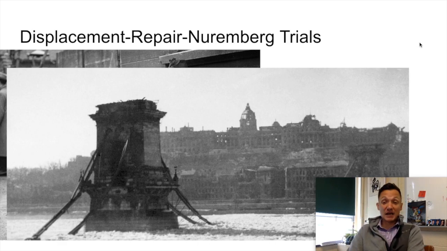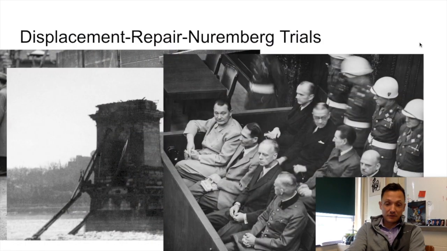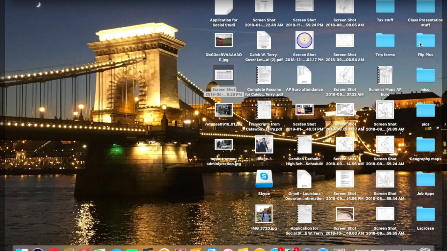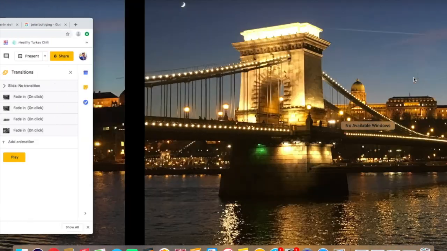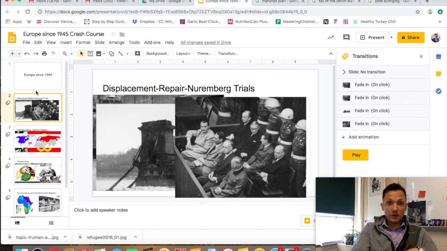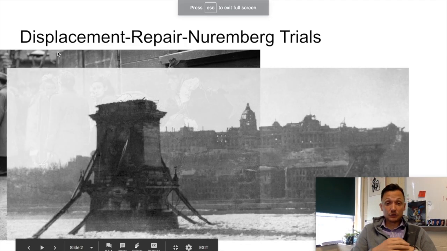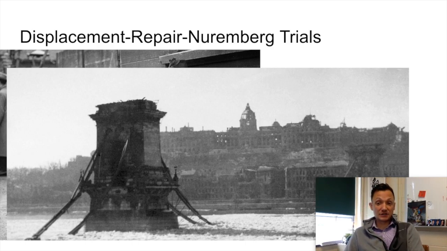So this right here is the Chain Bridge that exists in Budapest, Hungary. All right, this is the Chain Bridge fully now, okay? There it is. That is Budapest at night. Look at how gorgeous that is, right? That is the Chain Bridge. That is the Buda Castle in the back, right? So this is the Chain Bridge in Budapest following World War II, all right? So as you can see, massive construction is going to be needed, right?